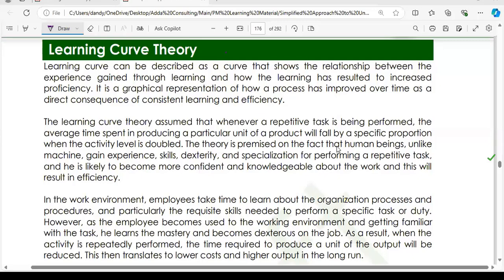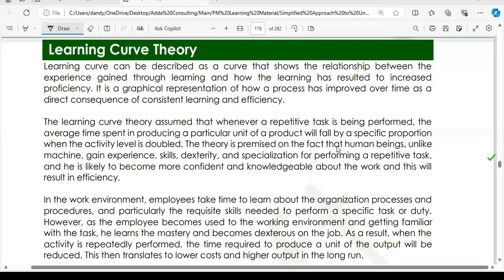Because you have been doing the work over and over again, a repetitive task, it is expected that you would have gained a lot of experience on the job. You become skillful and dexterous. You become proficient in performing your task. So that is basically learning curve. That is a curve that shows the relationship between the experience gained on the job and how the learning has resulted in a high level of proficiency.